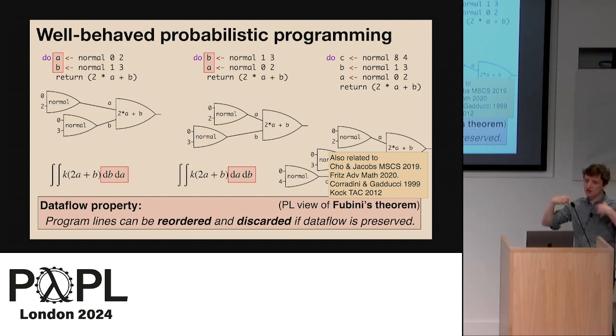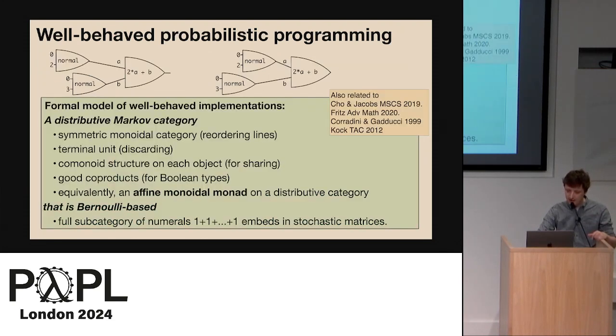But we're going to take it not as a theorem, but as an axiom, as a synthetic description of what probability is all about. Okay. It's not just me saying this. Several other people are arguing that we should take this kind of view, even as a mathematical view of probability. Okay, so with that in mind, we understand what's well-behaved probabilistic programming.